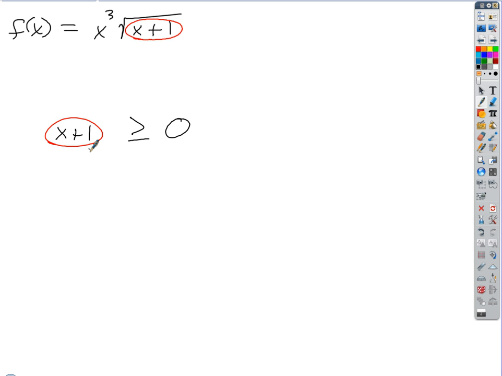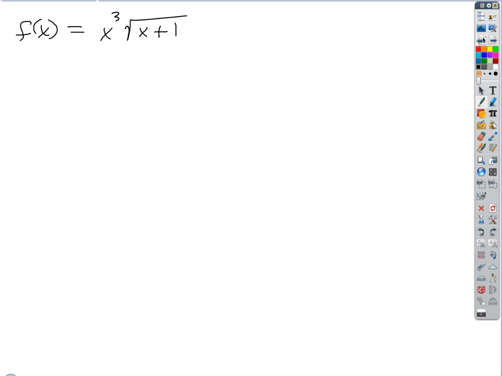Just subtract 1 from both sides, and so we get the domain: x has to be greater than or equal to -1. If we use interval notation, what's that look like? Greater than or equal to -1, so I get a bracket, -1, to infinity. So there's my domain.